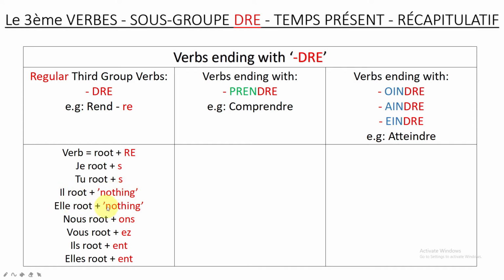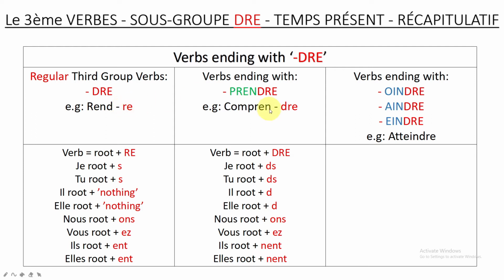For elle, same, you add nothing. For nous, after the root, ONS. For vous, after the root, EZ. For ils, after the root, ENT. For elles, after the root, ENT. This part is very important. For regular third group, it will end with DRE, but to get the root or that fixed part, we are removing only RE.